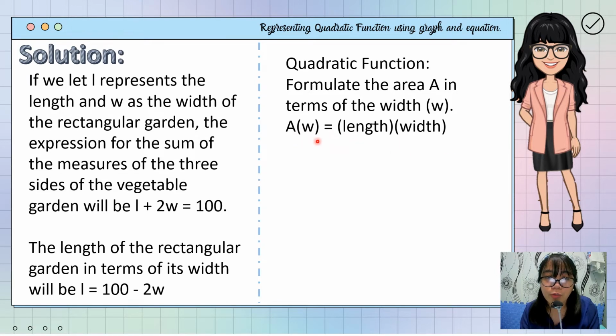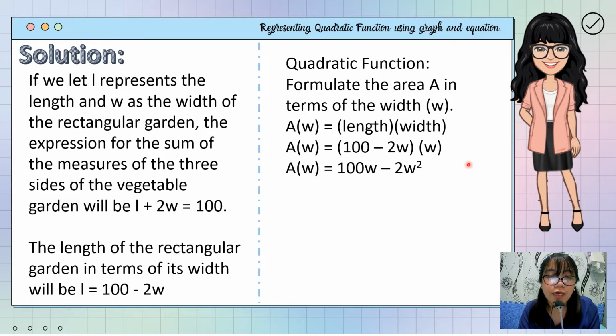A of W, so length, remember, is 100 minus 2W. So we replace this length by 100 minus 2W. So this is the representation of our length in terms of our width. And then width, of course, is represented by letter W. So the area of the rectangular garden, or of the vegetable garden, equals the quantity 100 minus 2W times W.